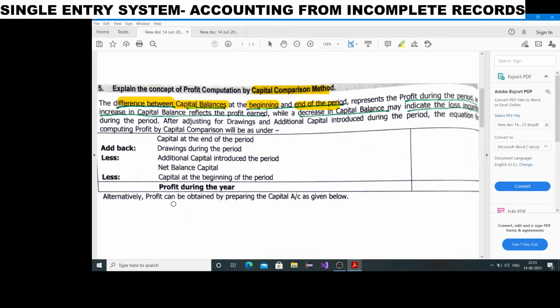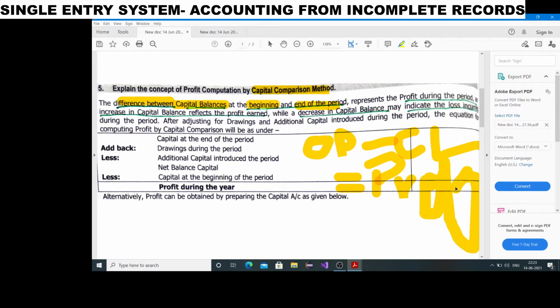This is your closing capital. The difference between your closing capital and opening capital represents your profit during the period, right? This is the profit. All right.